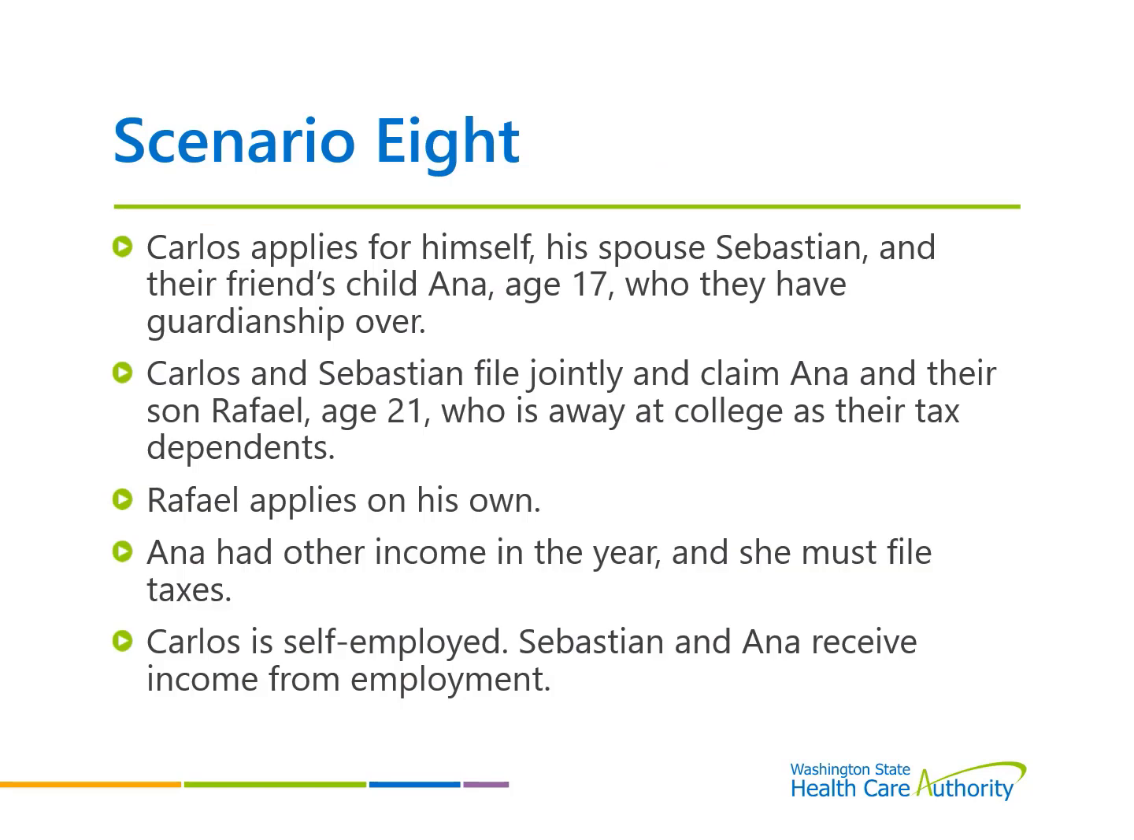Scenario 8. Carlos applies for himself, his spouse Sebastian, and their foster child Anna, age 17, who they have guardianship over. Carlos and Sebastian filed jointly and claim Anna and their son Rafael, age 21, who is away at college, as their tax dependents. Rafael applies on his own. Anna had other income in the year and she must file taxes. Carlos is self-employed. Sebastian and Anna receive income from employment.